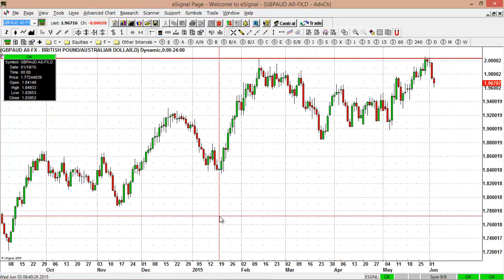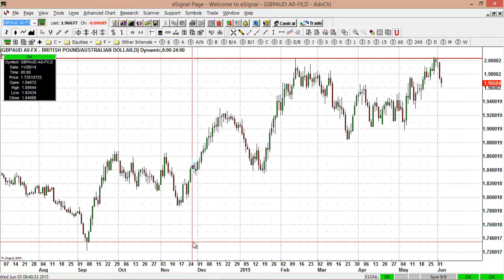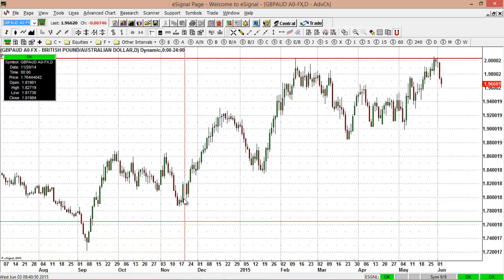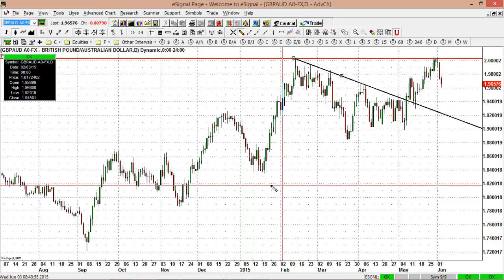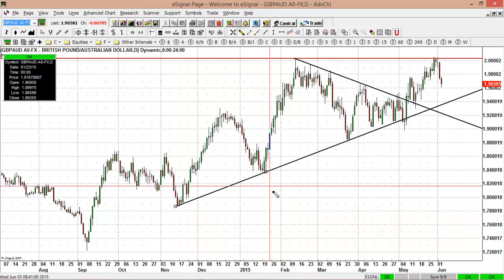Okay, now what we have in front of us is a chart of the British pound versus the Australian dollar, and we have been focusing on this market for a number of weeks now, and following the progress of this rally. As you can recall, we were in a triangular consolidation pattern. The market broke out of that triangular consolidation pattern to the upside.